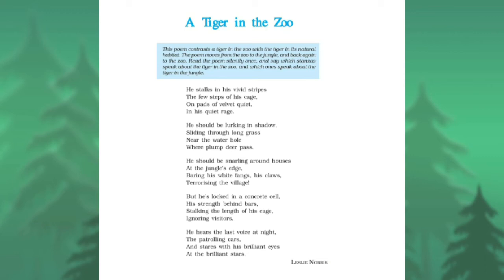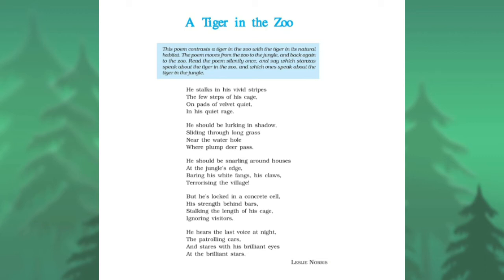Okay, he growls. And what he can do, he bares his white fangs. Fang means long sharp teeth. Bearing means showing. He would show his sharp teeth. He would show his sharp claws, and in this way he will terrorize the village. So these are the activities a tiger is supposed to do in the jungle.